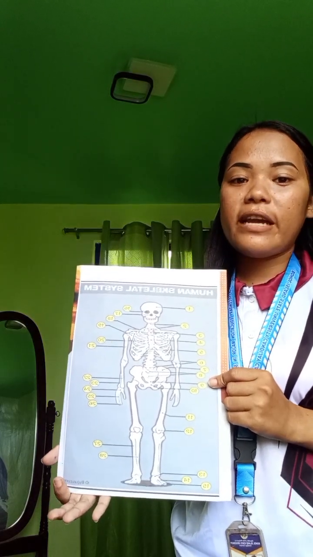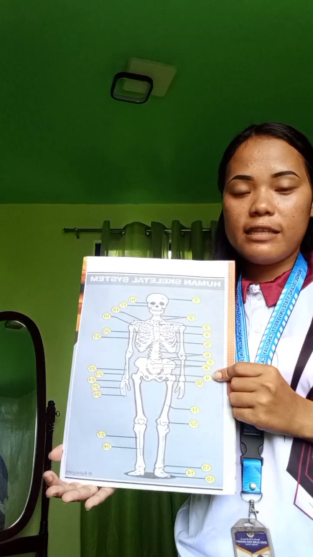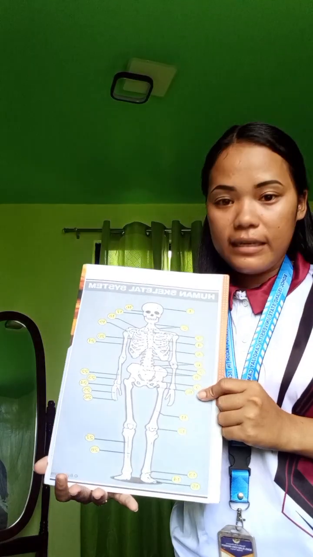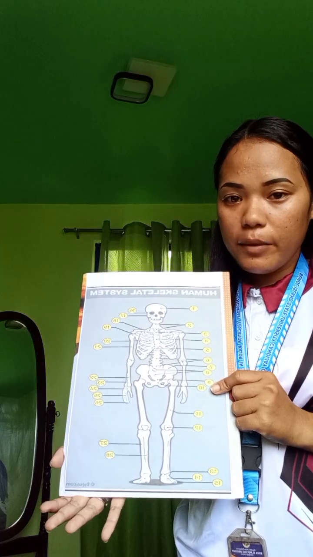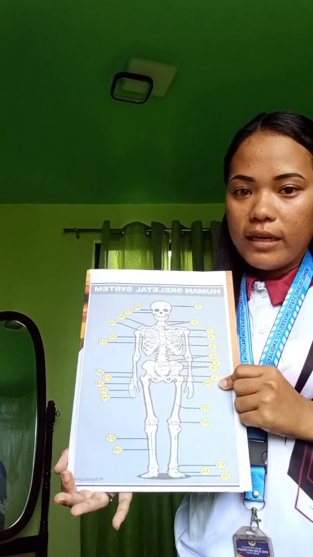Then the label 9 is the coccyx, primarily providing attachment points for muscles and ligaments. Then the last part for the head and the trunk is the pubis. It contributes to the stability of the pelvis and provides attachment for muscles involved in movement and support.